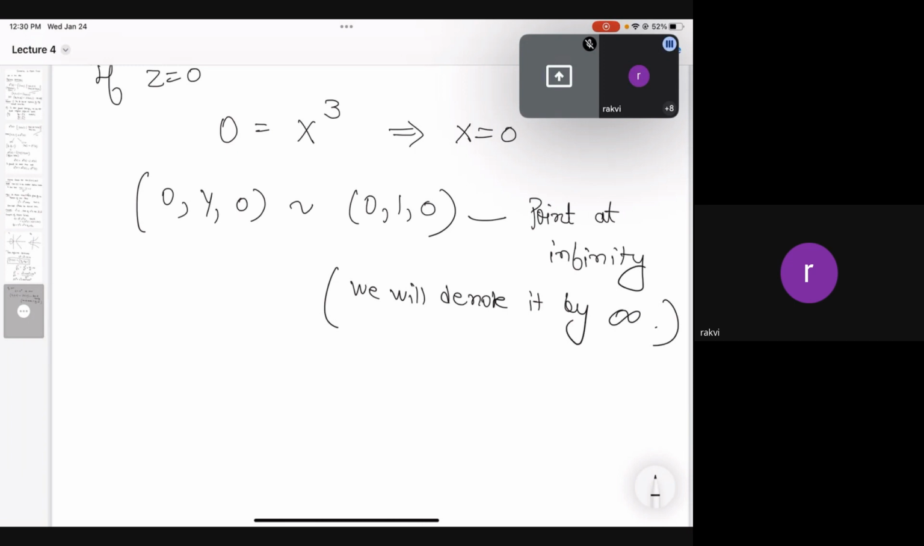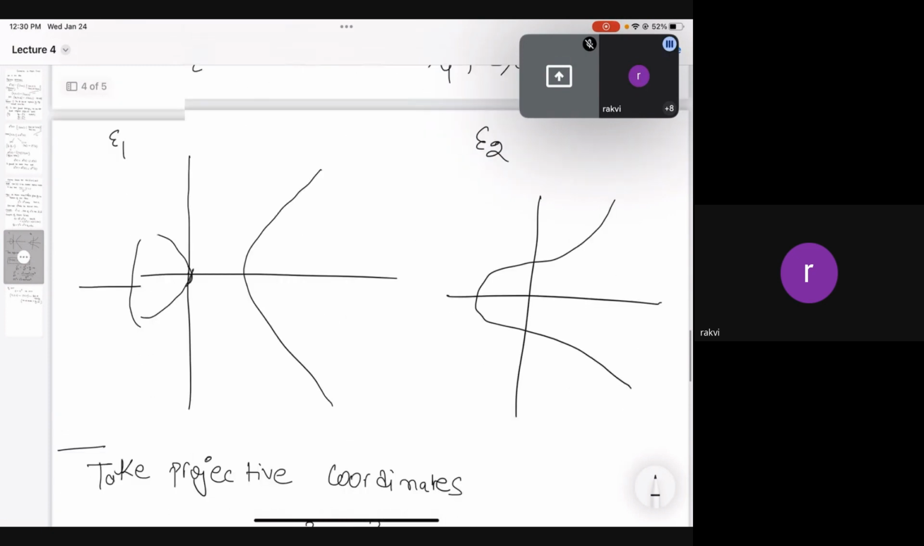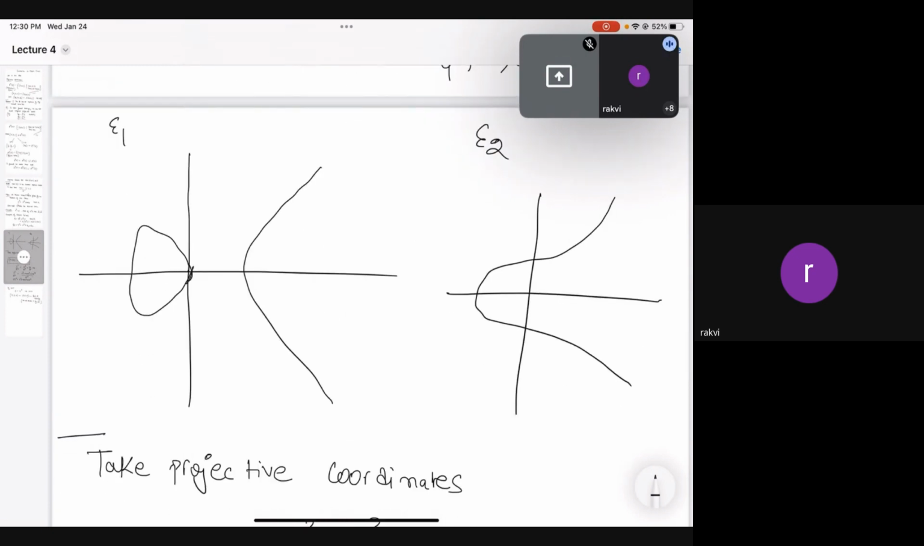So there is always this special point that we have. Obviously it's not possible to draw it on the paper, because paper can only show the affine part. This is really the projective part.